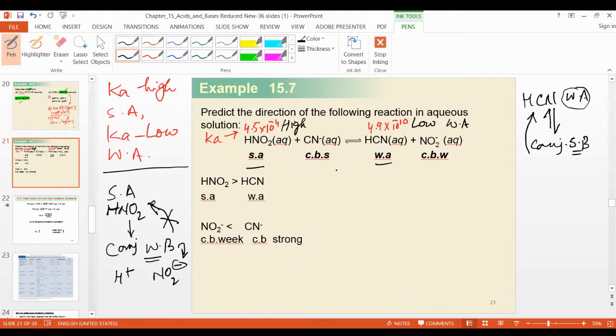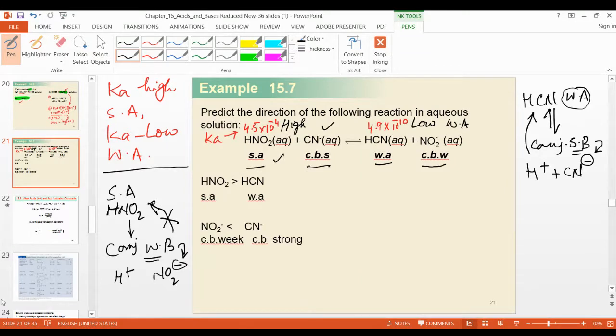So look at the reaction here. If this is a strong acid, its conjugate base is weak. I have written here weak, right? And CN minus, the conjugate base, is strong, because this is H plus CN minus. This CN minus is a strong base. So this is the conjugate strong base, right? This is a strong base. This is a strong acid.